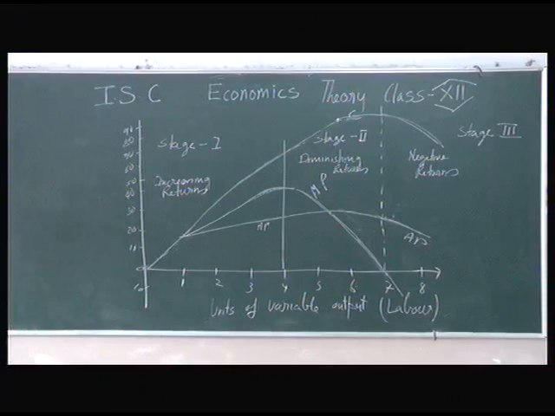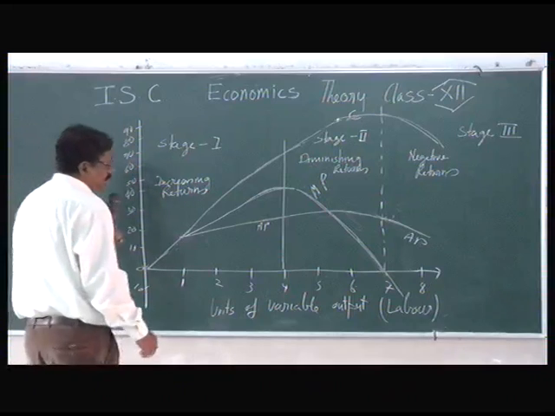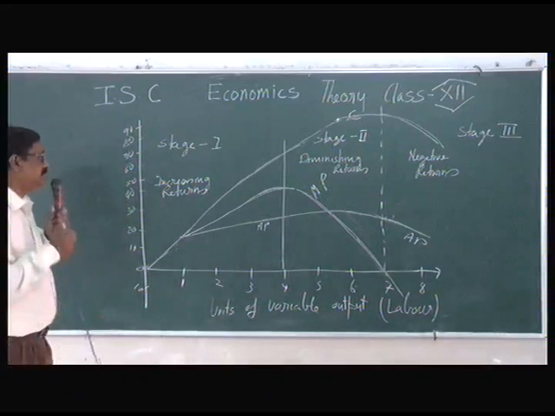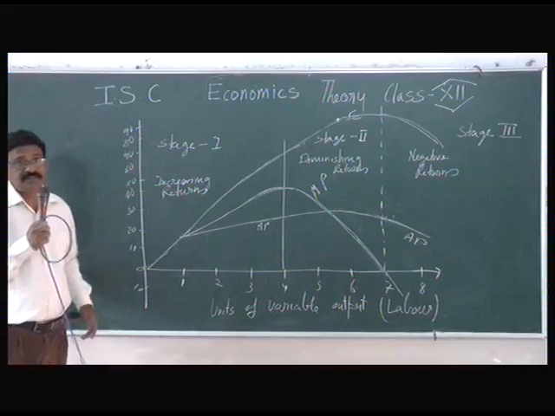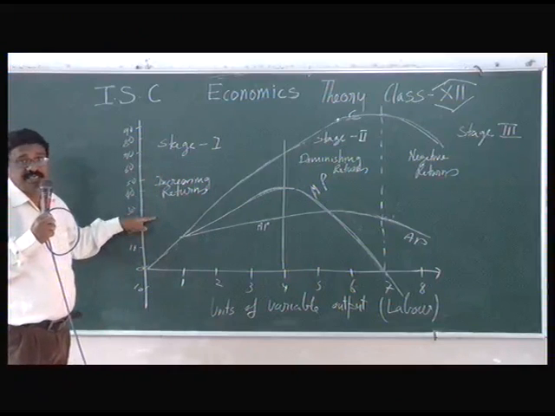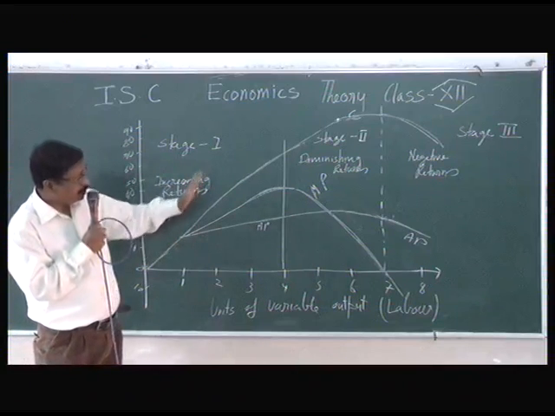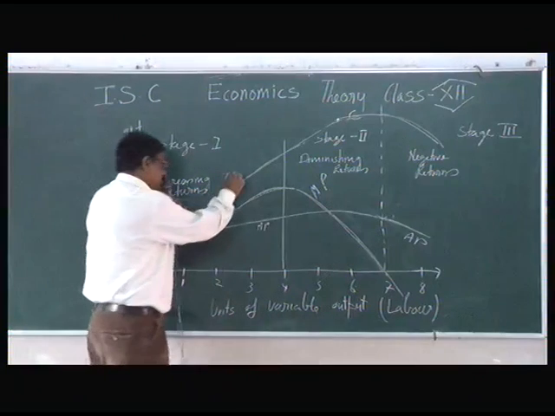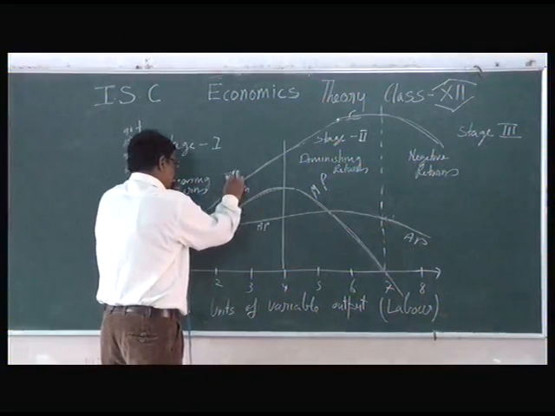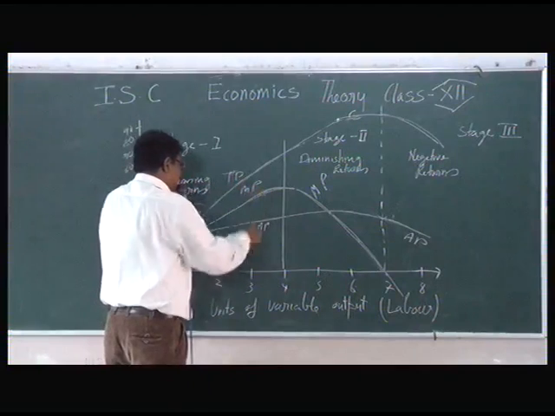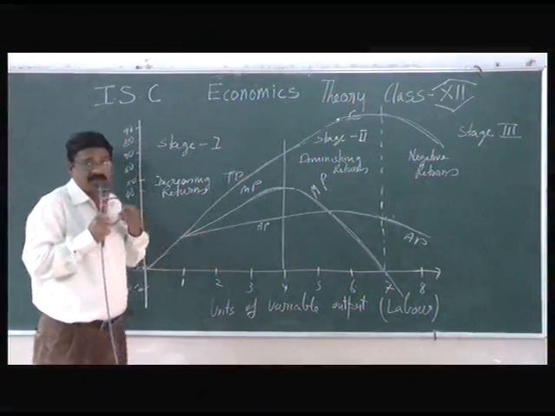Due to paucity of time, I have used the same table, and we find here the production function, and the production function is divided into 3 stages. Stage 1, stage 2, and stage 3. In stage 1, increasing returns. We can see TP is increasing, MP is also increasing, and AP is also increasing.